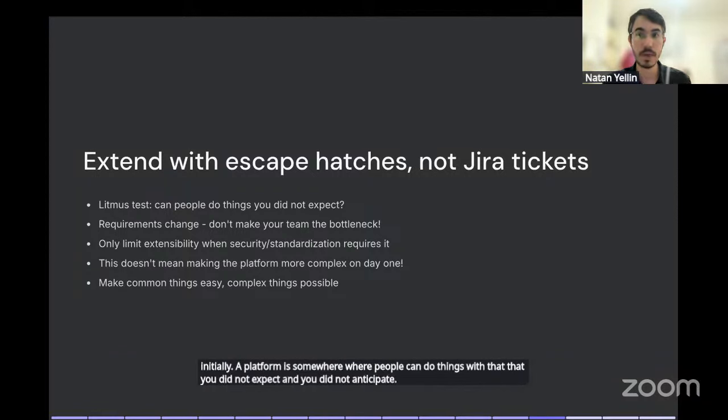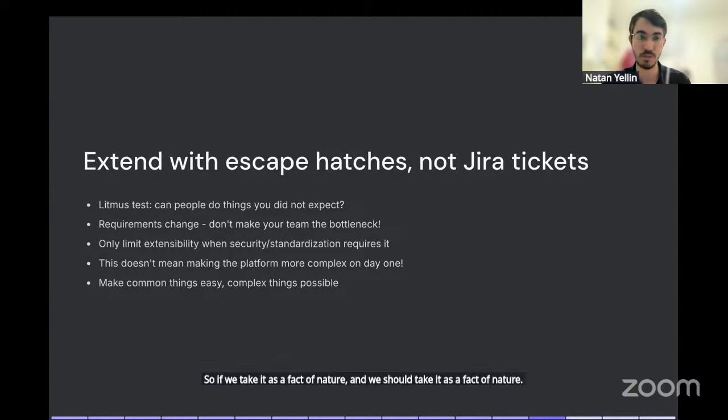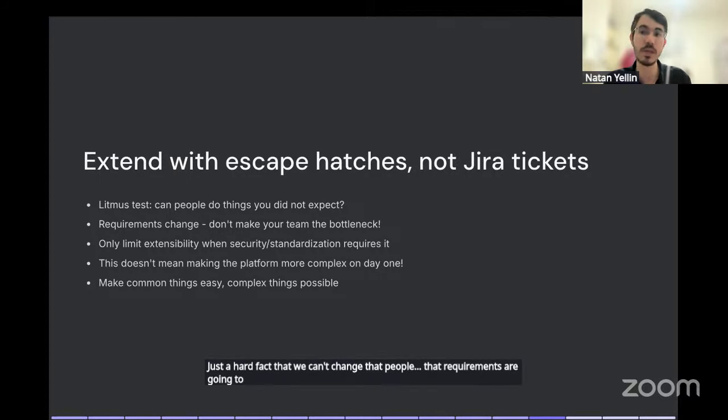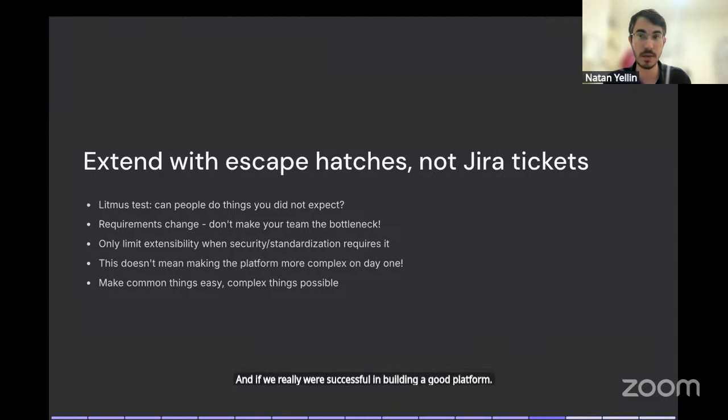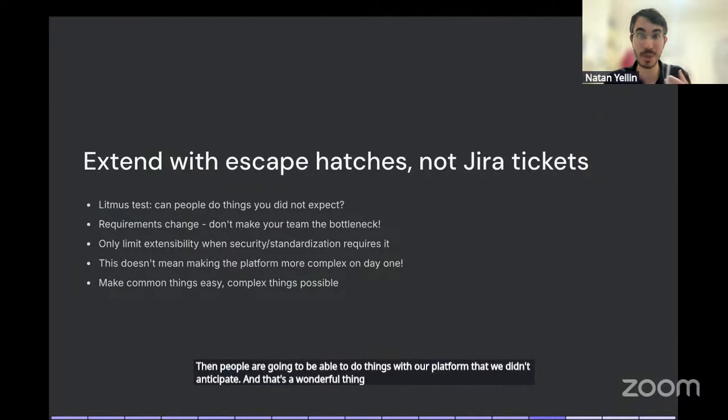So if we take it as a fact of nature, and we should take it as a fact of nature, and just a hard fact that we can't change, that requirements are going to change over time. So whatever we design for today, it will change over time. And if we really were successful in building a good platform, then people are going to be able to do things with our platform that we didn't anticipate. And that's a wonderful thing because their requirements will change in ways that we could never expect.